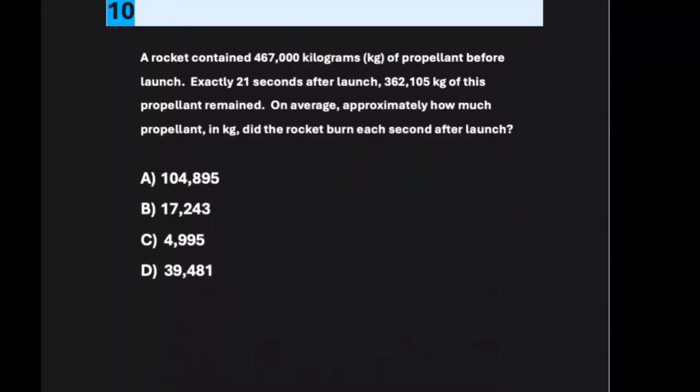Question number 10, we have a rocket. The initial mass of the propellant before the launch is this. And after 21 seconds, the mass of the propellant is this. And the question asks here, on average, approximately how much propellant in kilograms did the rocket burn each second after the launch? So we have the time, which is 21 seconds, and we're going to subtract the initial and the final mass.